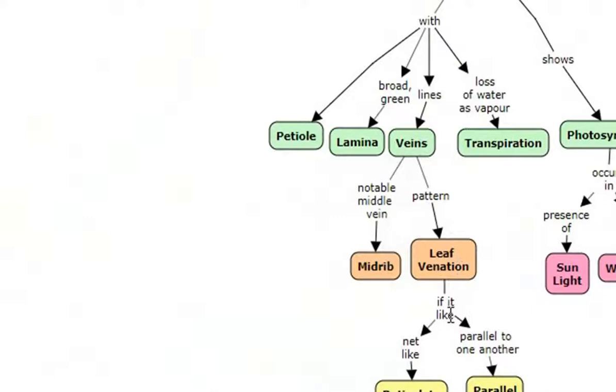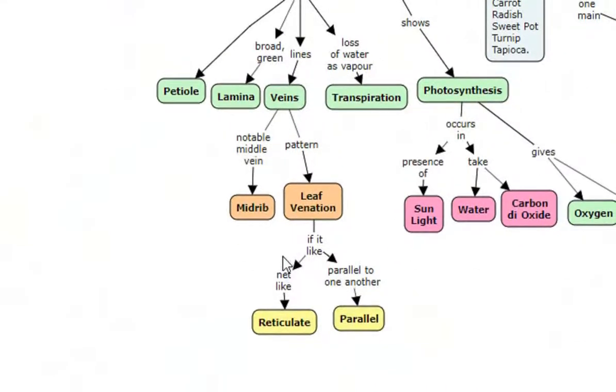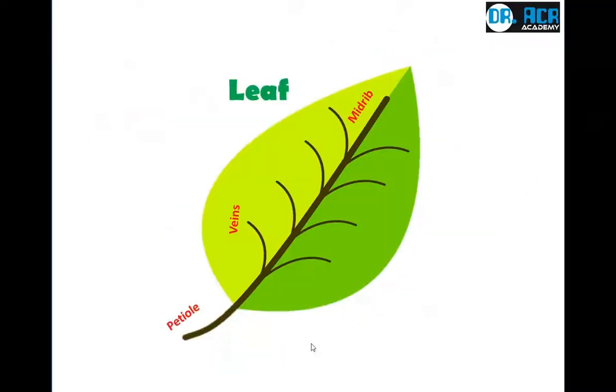Leaf venation is divided into two types. If the veins form a net-like structure, it is called reticulate venation. If the veins are parallel to each other, they are called parallel venation.